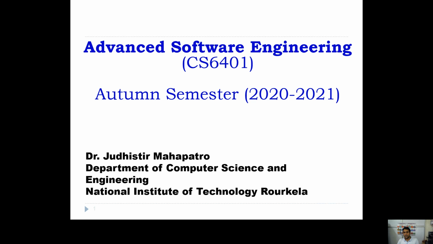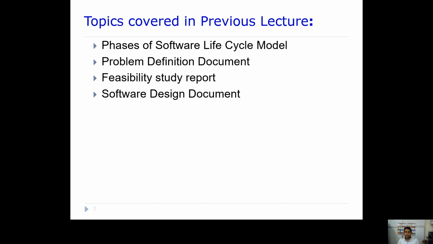Okay, today's lecture is on software lifecycle models. So basically, we will start with the classical waterfall model. We have covered the topics in my previous lecture, like different phases or the activities of lifecycle model, and we have discussed about problem definition document. We have discussed about feasibility study report, and then we have discussed about what are the various sections under a particular software design document.